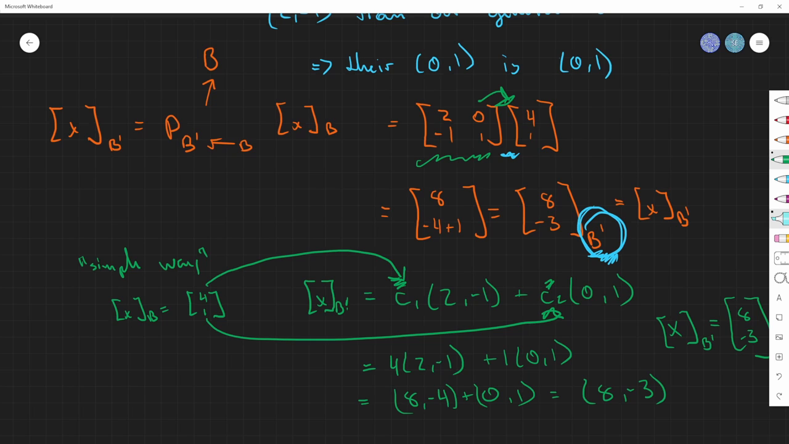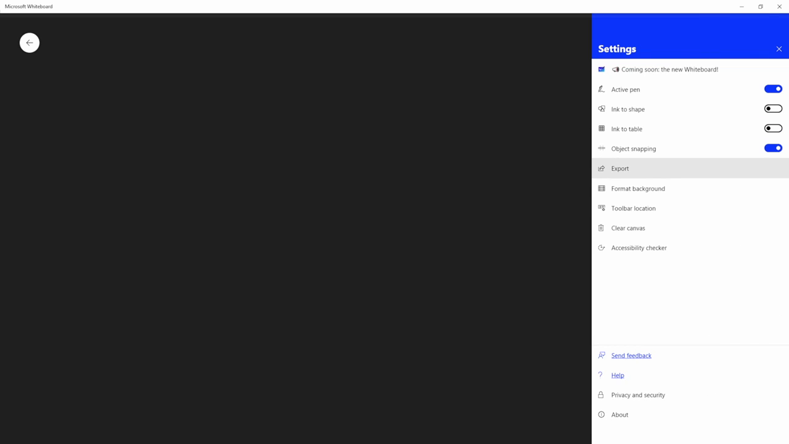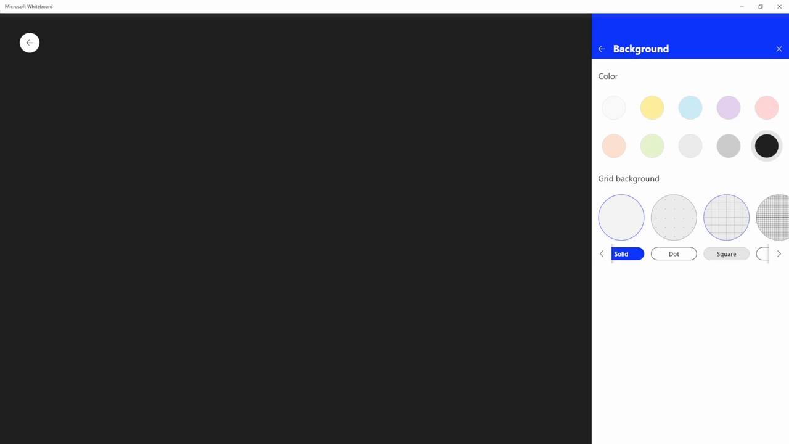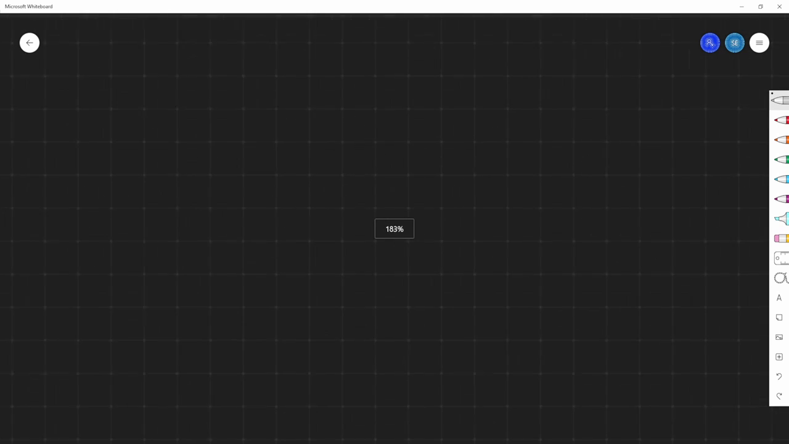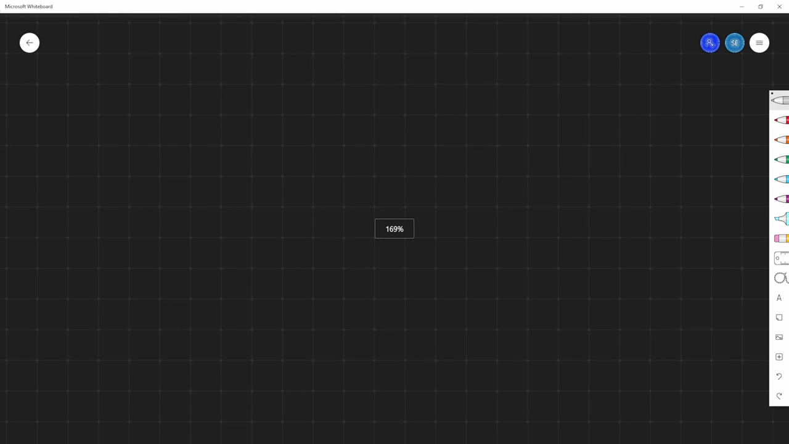And so now I'm going to visually show you that this is actually (8, -3). I'm going to put this in a coordinate system. Let me zoom in a little bit. Okay, so we have a coordinate system. We're going to start right here.